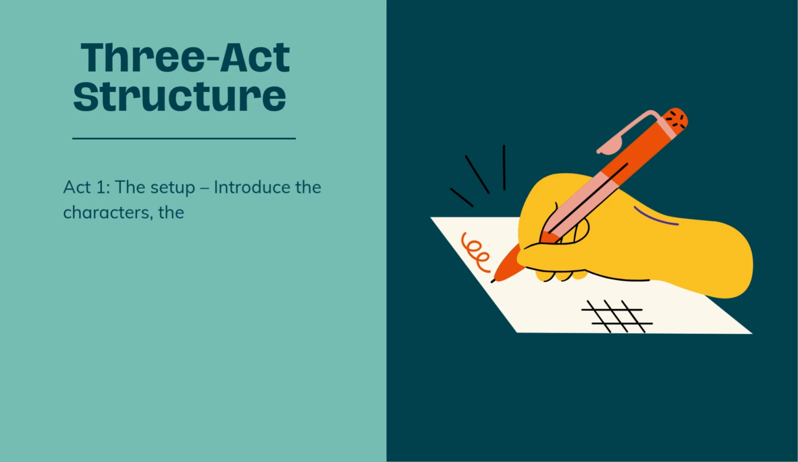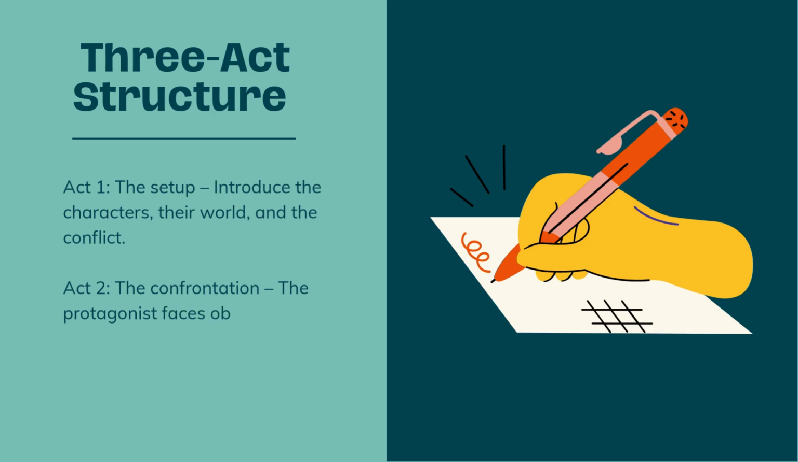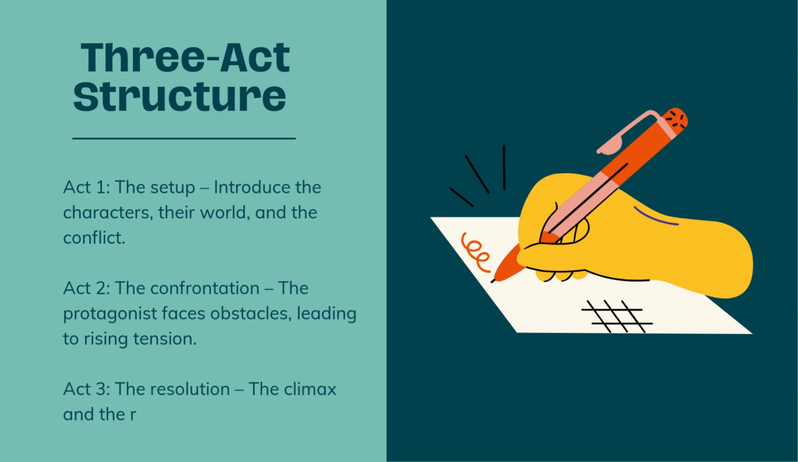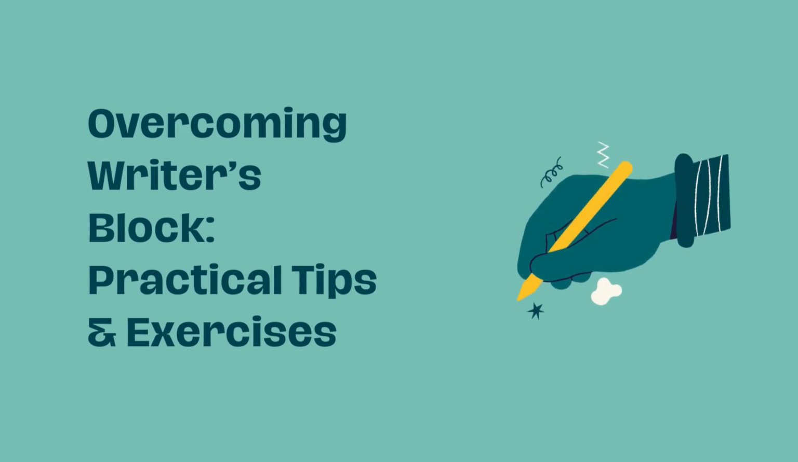Act 1, the setup. Introduce the characters, their world, and the conflict. Act 2, the confrontation. The protagonist faces obstacles, leading to rising tension. Act 3, the climax and the resolution of the conflict. This structure is flexible, but it's a great starting point to help you build your plot. You don't need to plan everything in detail, but having a rough idea of these key moments can make writing your story a lot easier.